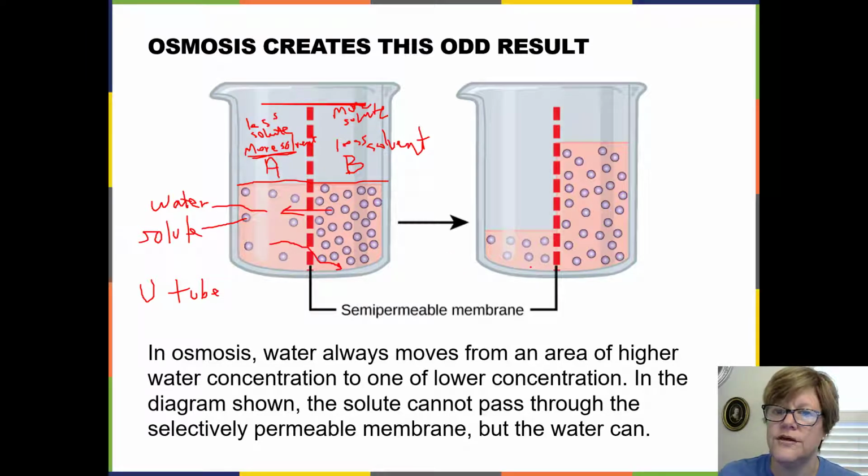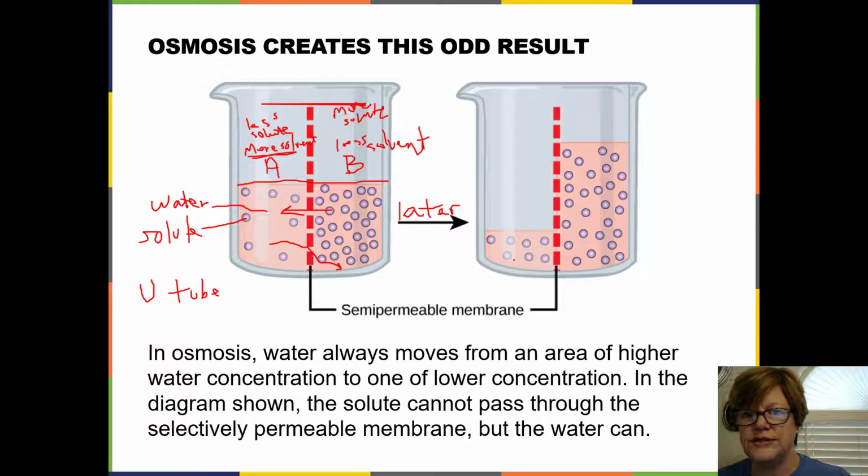So the water will move, and what will happen later, so this arrow means time passes. In this case, the arrow does not mean that bonds are forming or breaking. It just means time passes. And so after the water moves from solution A into solution B, only the water, that would be osmosis, because the water is moving from its area of higher concentration of water to its area of lower concentration of water.